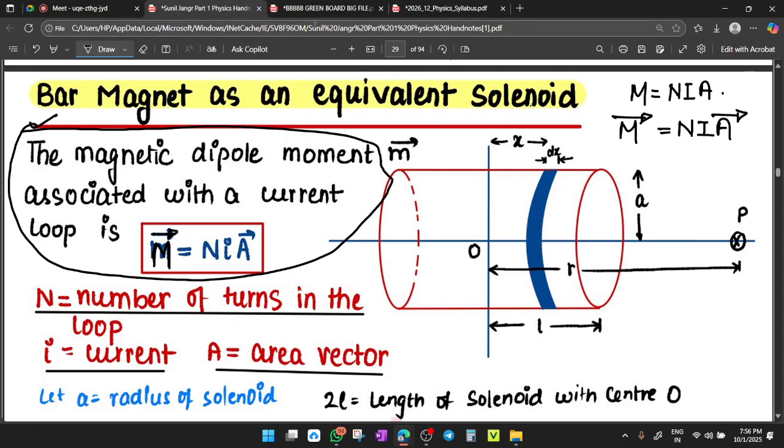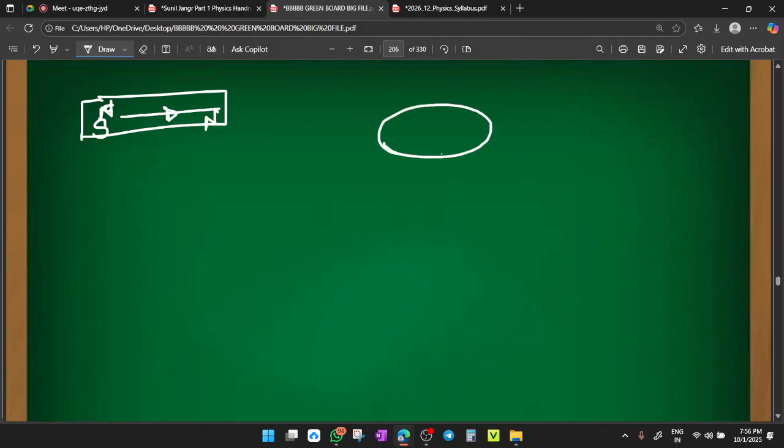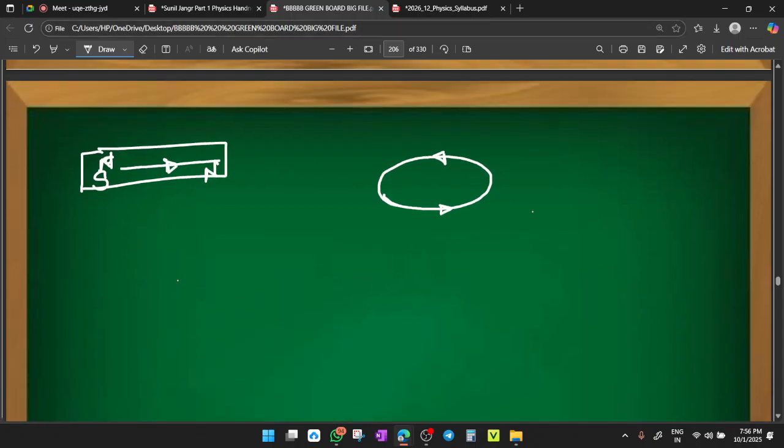Okay. So what is the difference? Try to understand this. In the case of a bar magnet, we have considered the direction of the magnetic dipole moment to be south to north directly. Clear? But now we have a circular loop and current is flowing like this. So what is this direction? Anti-clockwise. Now the direction of the magnetic dipole moment will be upward like this.